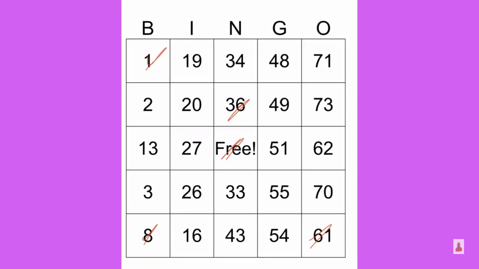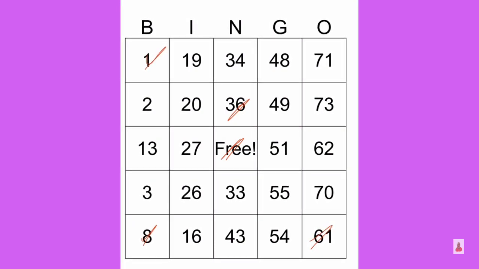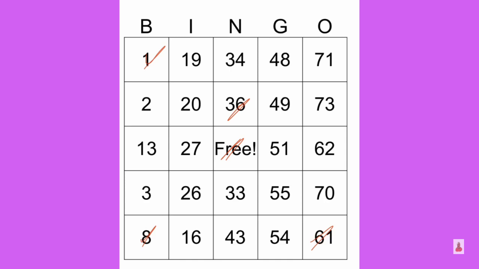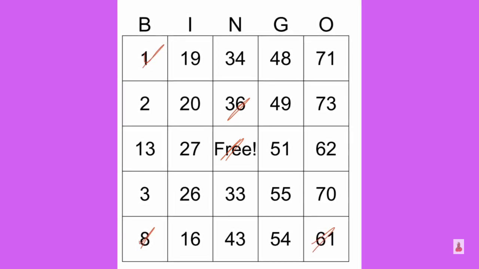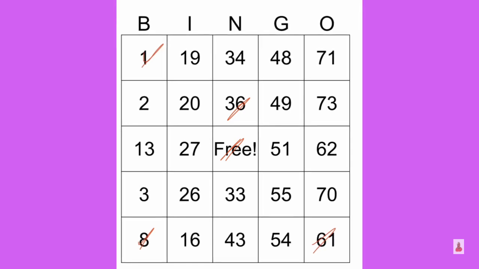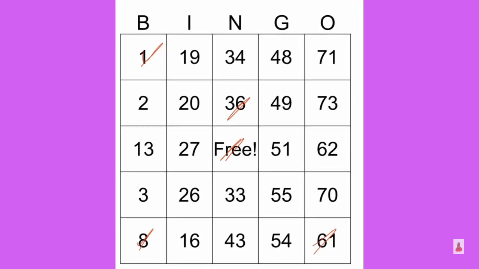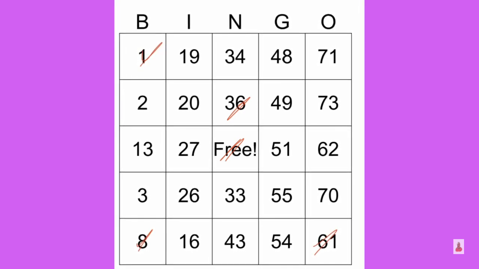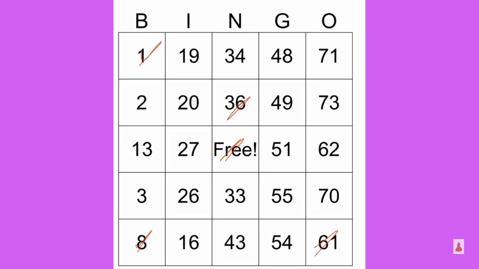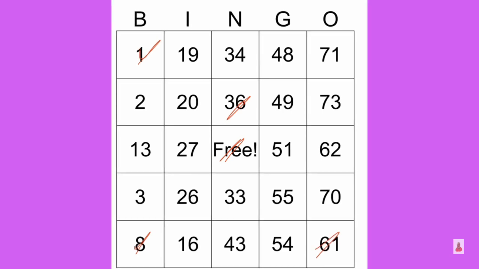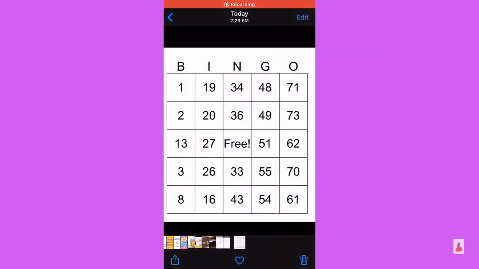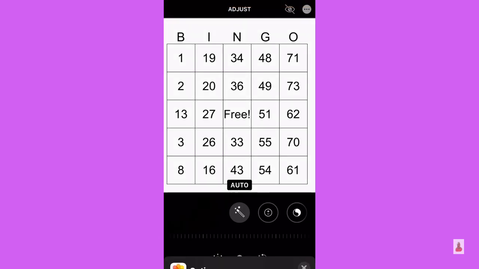And this is an example of how you can mark your numbers on a bingo card digitally using a touchscreen device. In this instance, I'm using the iPhone, so I simply took a screenshot of this card, and then I went into the markup setting in the Photos app, and I just used my finger to mark each number as it was called.